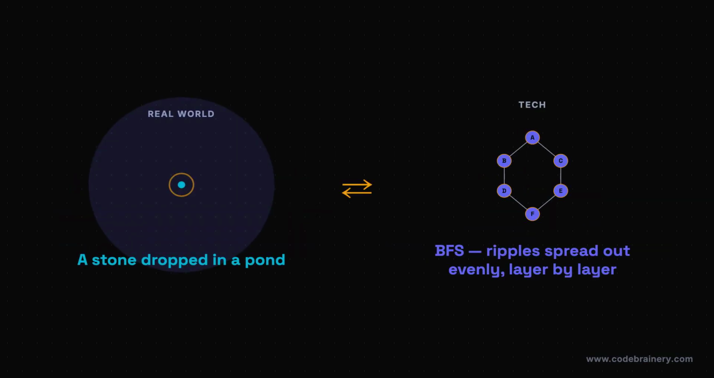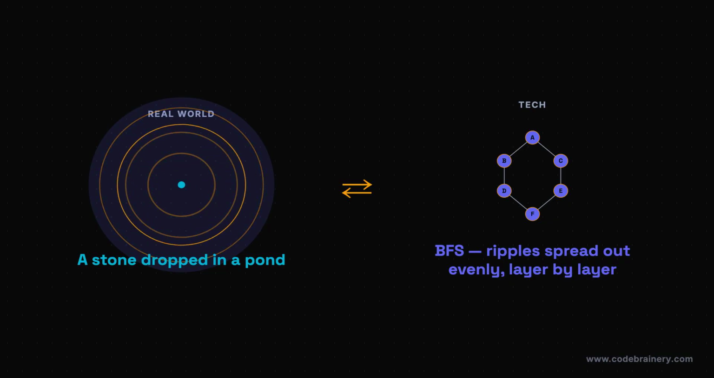Now, for breadth first search. Picture dropping a stone in a pond. The ripples spread out evenly. Close points first, then farther ones. That, in one image, is breadth first.